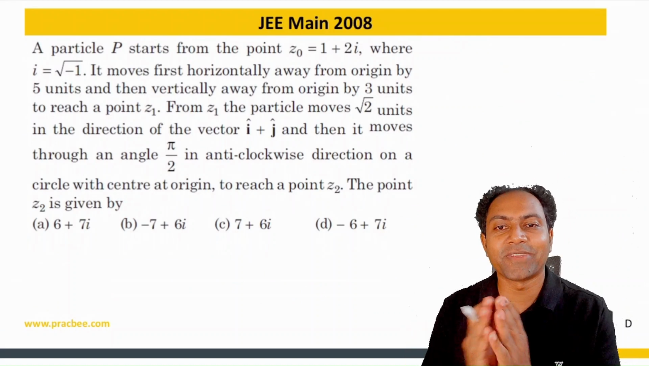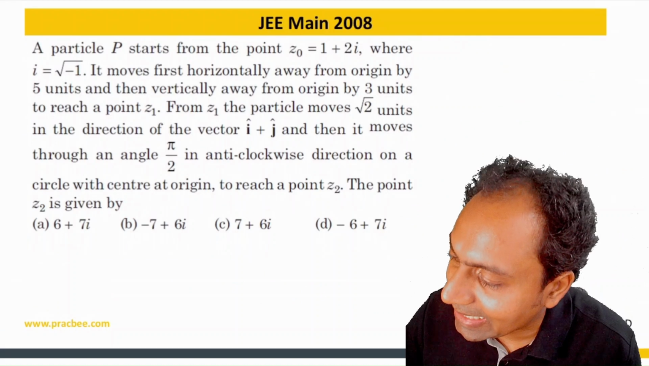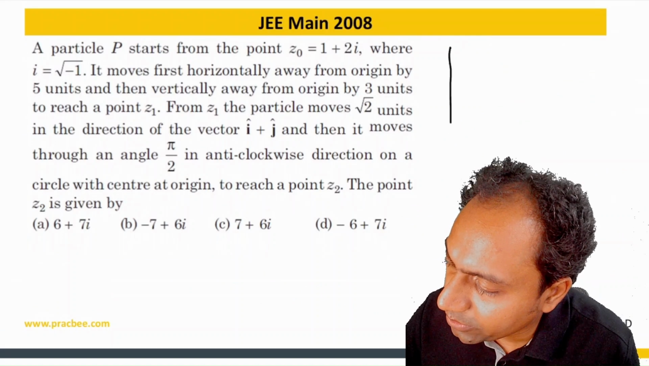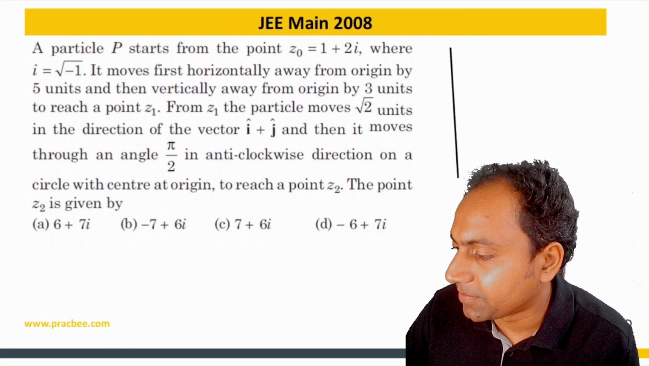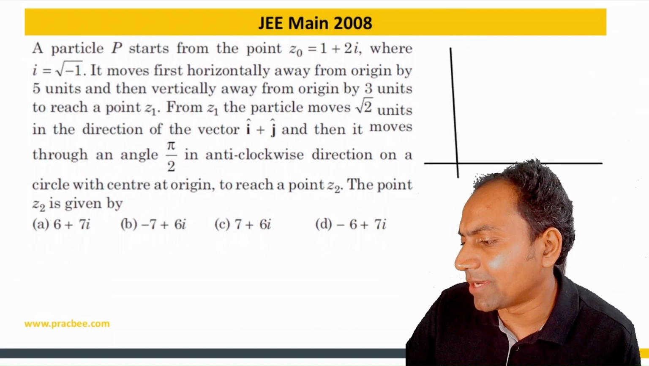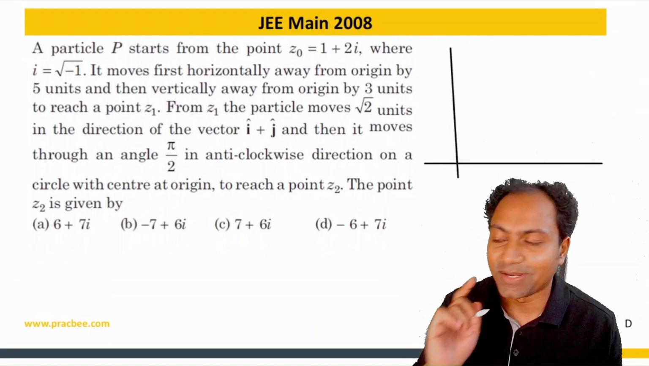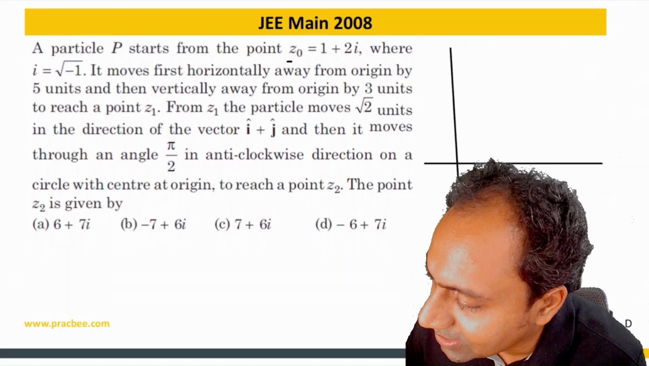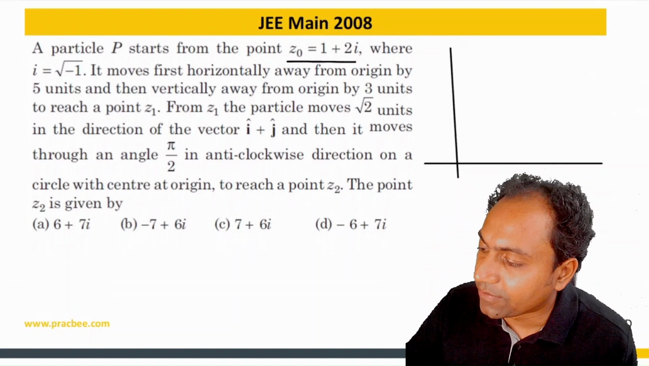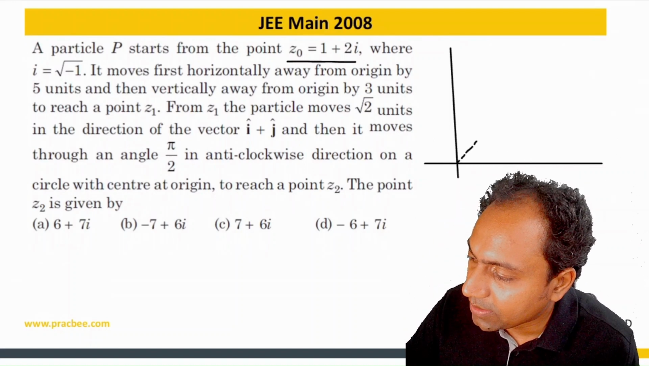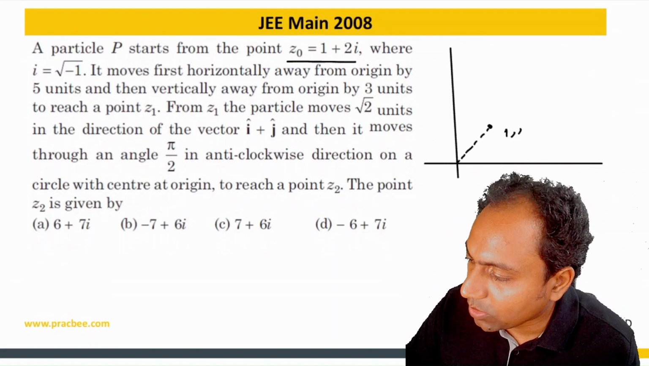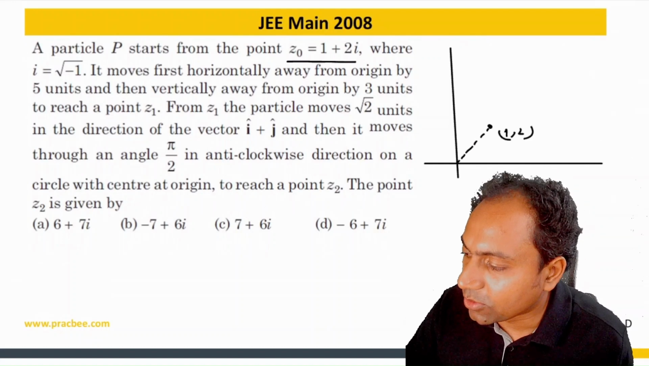So let us look into a very interesting question that came in 2008. In this question, all we need to do is trace the path of a particle. So if I make a coordinate plane, you can see that I can solve this question by converting it into a question of coordinate geometry. So instead of point Z0, where it started from, let us take the initial point as nothing but (1, 2). Now this is my Z0 point.